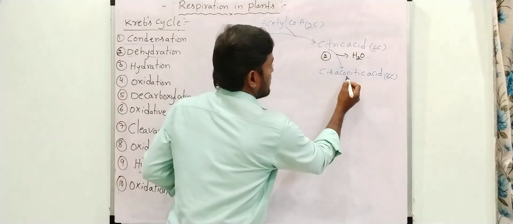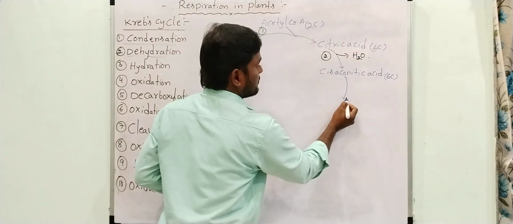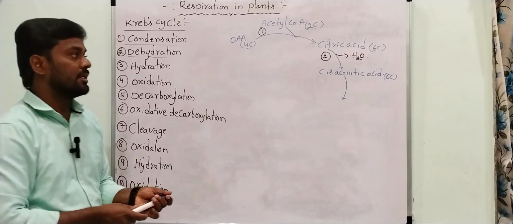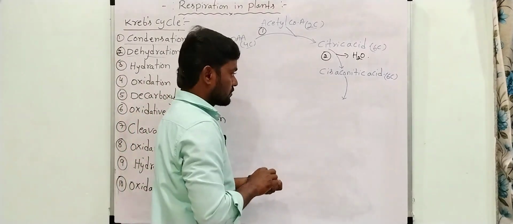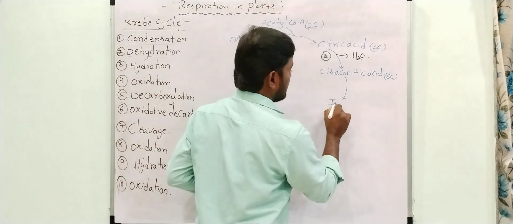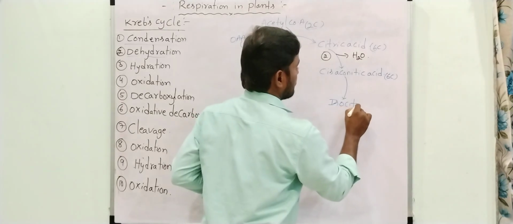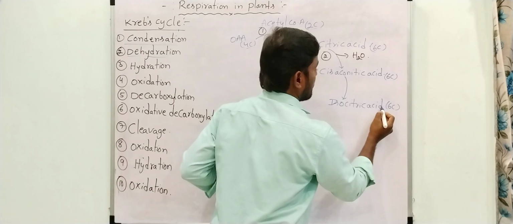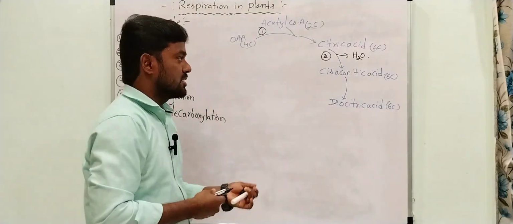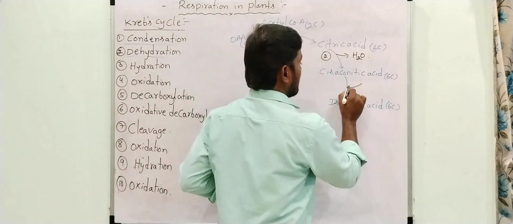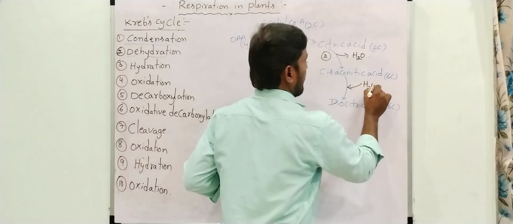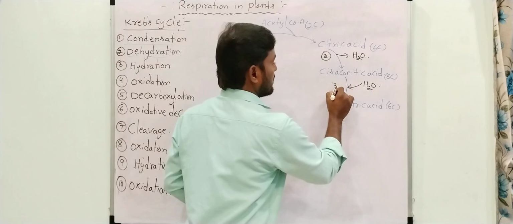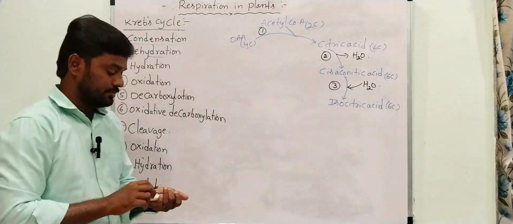Next, cis-aconitic acid undergoes the third reaction. What is the third reaction? Hydration to form isocitric acid. Isocitric acid is also a 6 carbon compound. And hydration means water molecules. Addition of the water molecule occurs in this reaction. This is the third reaction of the Krebs cycle.